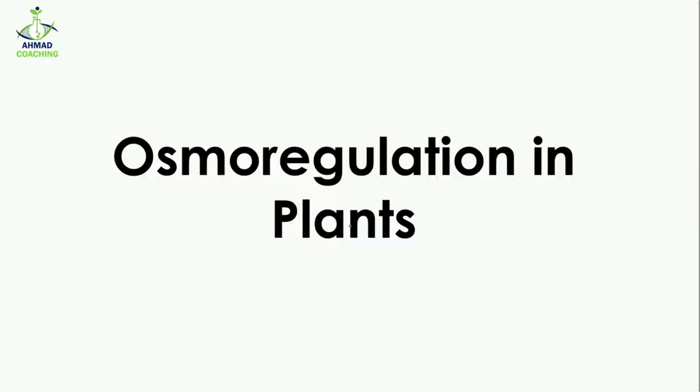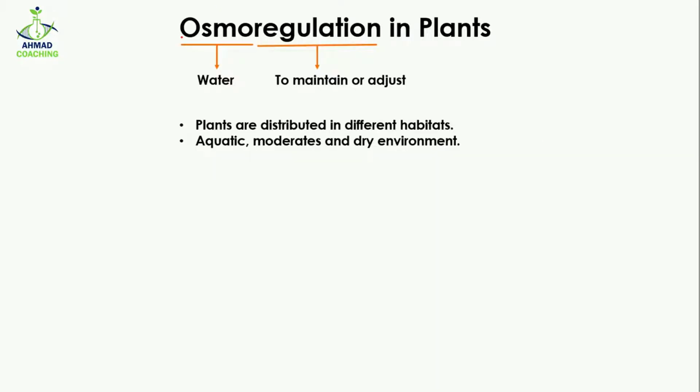Hey learners, today we are going to study osmoregulation in plants. Osmoregulation is made up of two words: osmo, which means water, and regulation, which means to maintain or adjust. So osmoregulation means the adjustment or maintenance of water in plants.